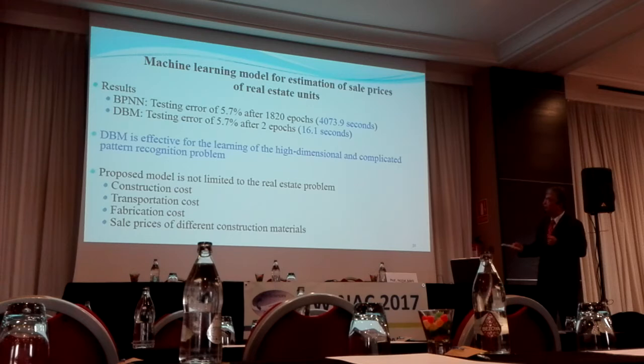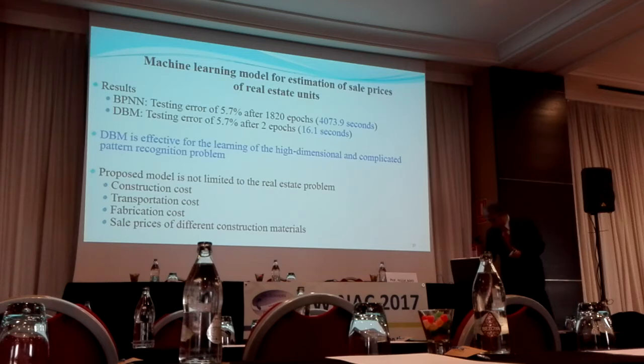The results here show that with the deep neural network, we can solve the problem at a fraction of the time. You see, BPN can also solve the same problem, but it requires much more time. That's the bottom line. So DBM is effective for learning of the high-dimensional and complicated pattern recognition problem. And the model that we developed is not limited to the real estate problem. It can be used for construction cost estimation, transportation cost estimation, fabrication cost estimation, and sale prices of different construction materials.